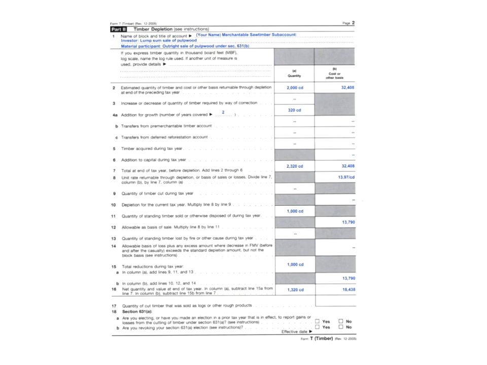So, thanks, John. You can see from line 6 that you have 2,320 cords with your total original basis, and this shows your calculation of your investment per cord. Line 11 says that you're selling 1,000 cords of your 2,320 total, and your basis in that 1,000 cords is $13,710.